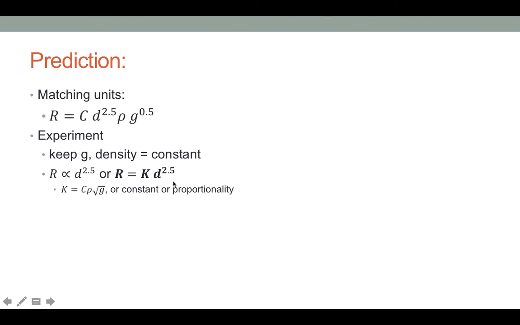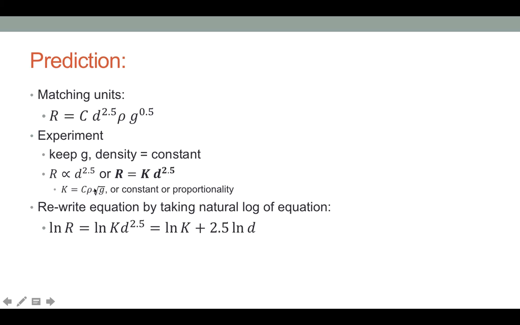Well, the way we're going to deal with this equation is we're going to take the natural logarithm of both sides of the equation. The natural logarithm of r equals the natural logarithm of k times d to the 2.5 power. Simplify this out with our rules for dealing with logarithms. So the logarithm of the product is the sum. And then when I use a power, it becomes the product. So that means I'll end up with the logarithm of k plus 2.5 times the logarithm of d.